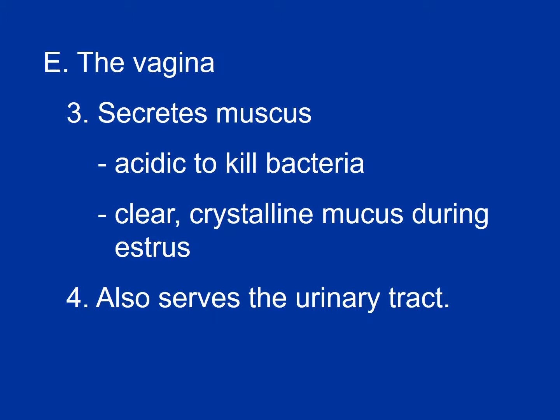Interestingly, the vagina secretes a relatively acidic mucus, and the purpose of this acidic mucus is to kill bacteria. So we just keep a more hygienic area there. Now, during estrus, when animals are receptive to the male, the mucus changes into a clear crystalline mucus, less acidic, so that it's not going to kill the sperm. And finally, the vagina, besides serving the reproductive tract, also serves the urinary tract.